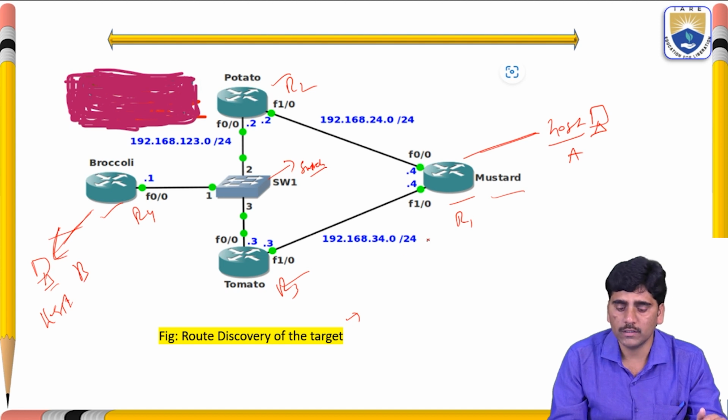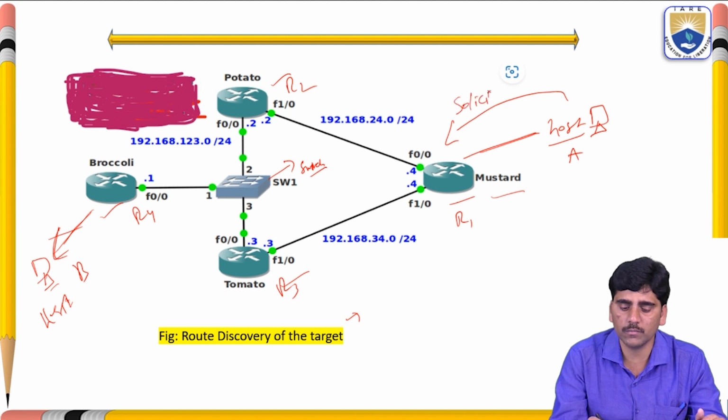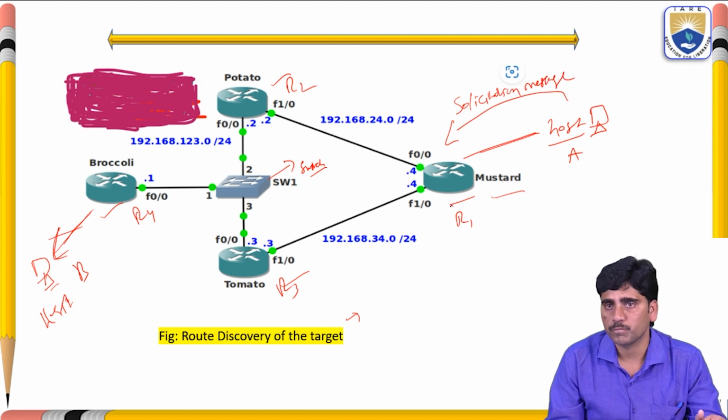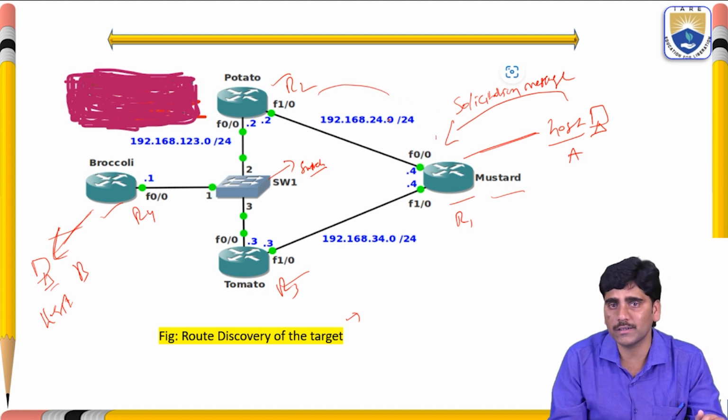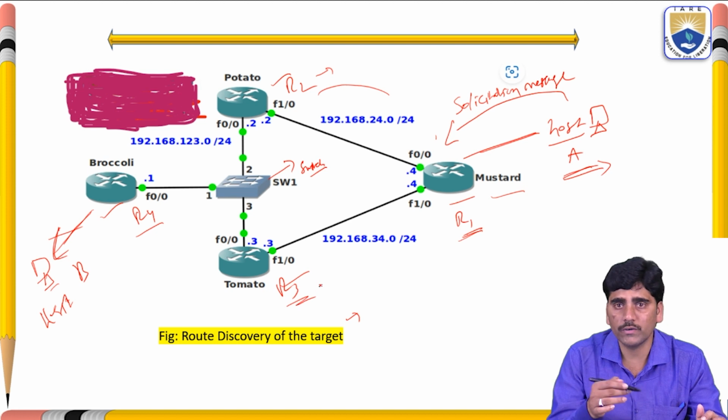So at this moment, a host sends a solicitation message. That is nothing but a requesting message sent to the router itself. So each and every router has to take all the solicitation messages, and all the routers have to give the response to this host. Each and every router has to advertise itself. So router 1 has to advertise about itself, router 2 has to advertise about itself, router 3 has to advertise itself, router 4 also has to advertise itself.